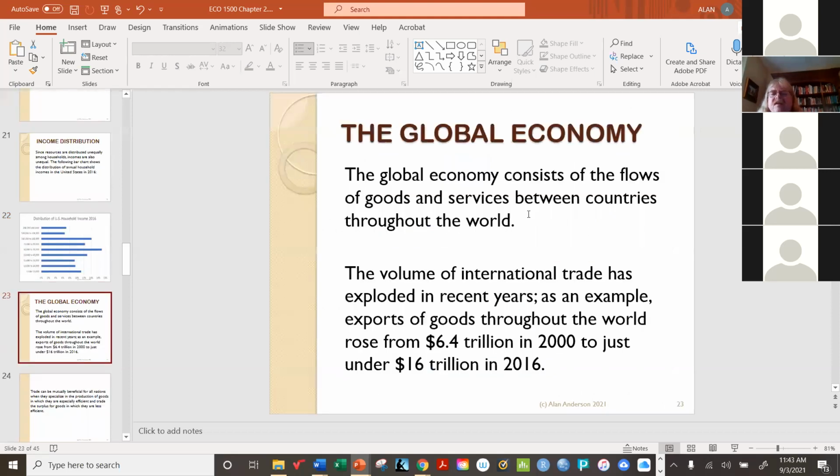And then there's going to be a brief discussion here about the global economy. The US does a massive amount of trade with other countries throughout the world. According to statistics, as recently as 2016, the volume of global trade was just about $16 trillion. That's a lot of money.